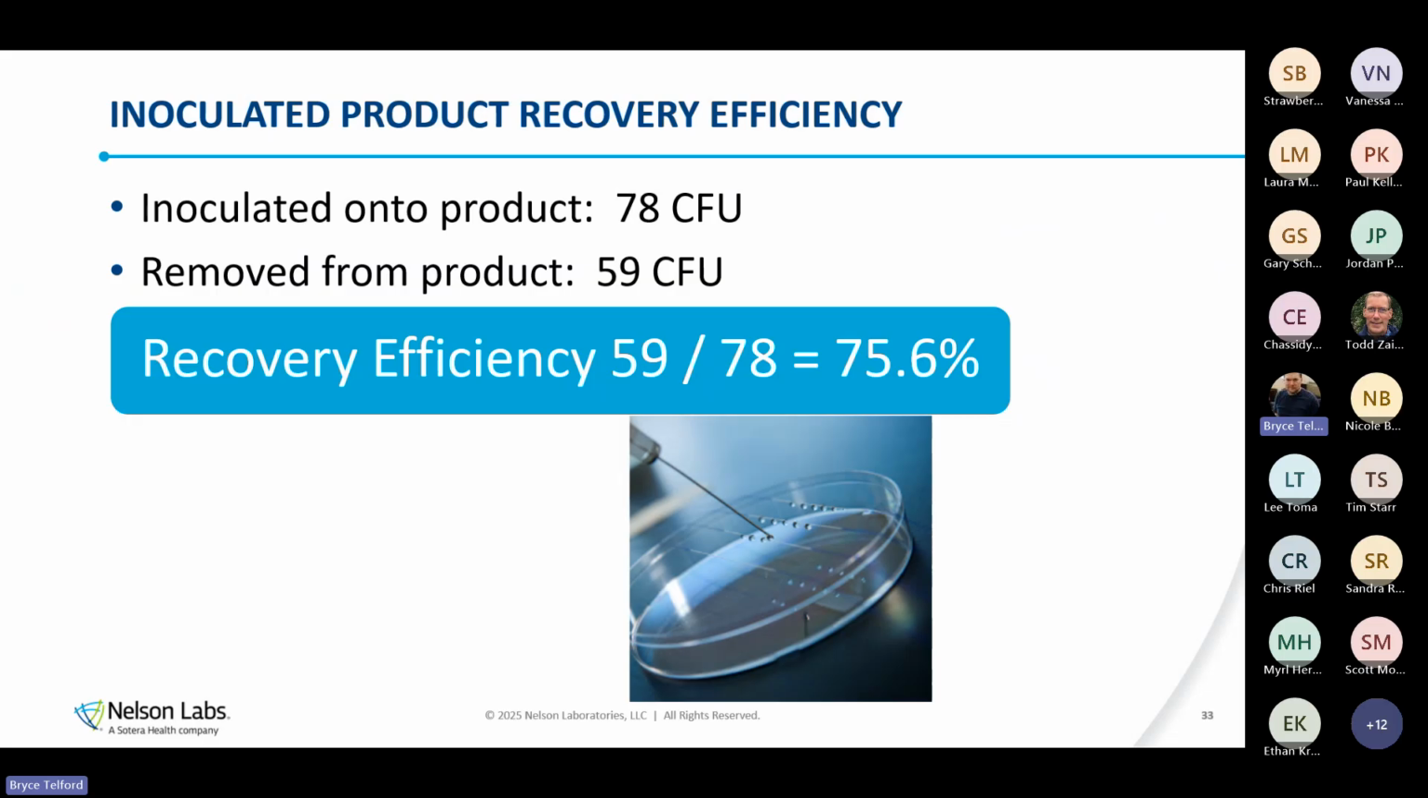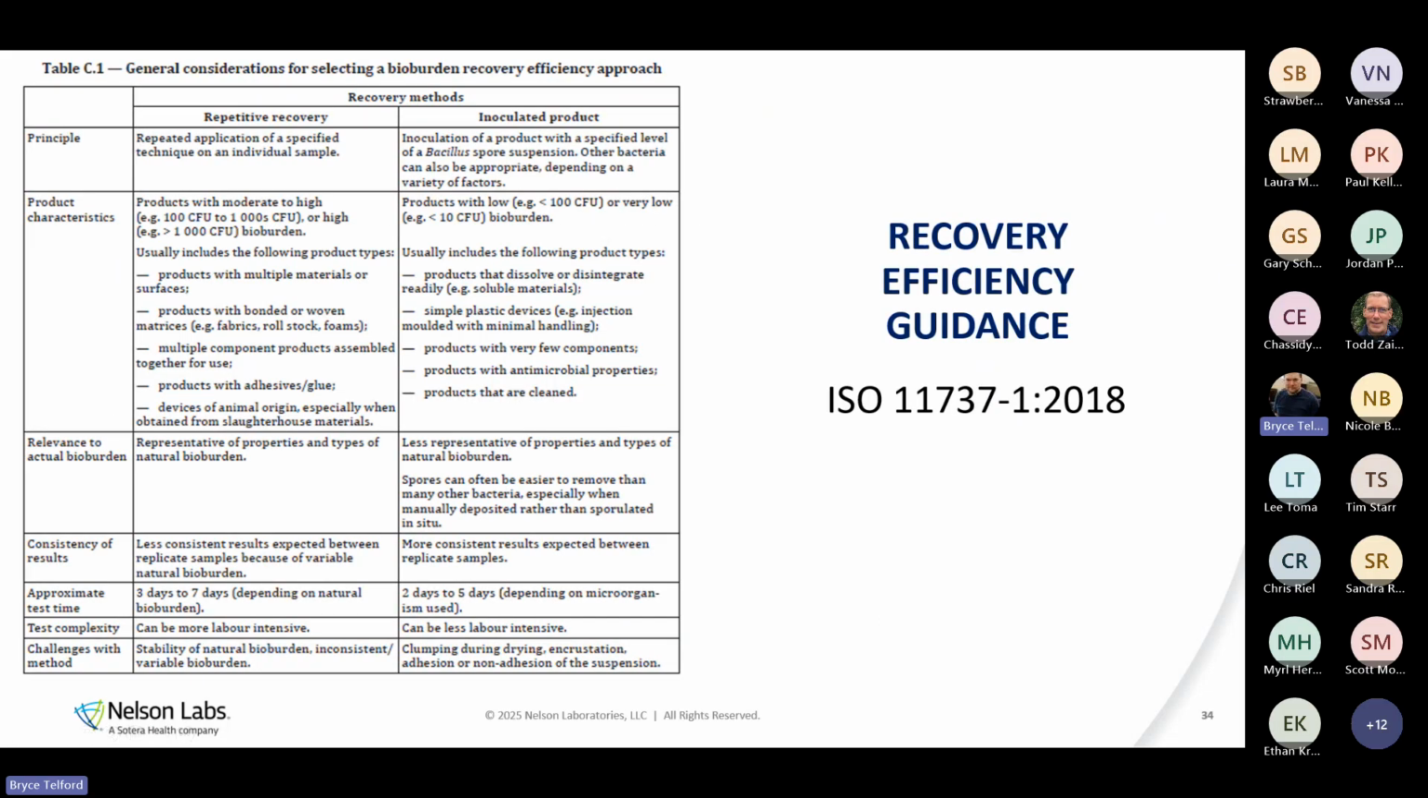And then we're going to see what we can remove off. And again, we're generally going to do multiples of that so that we can see what an average is. We talked a little bit about why we would use one over another. Generally speaking, if I have product bioburden, then I want to do a repetitive. If I don't have product bioburden, then I want to do an inoculated. This gives us a little bit more guidance from the standard on what that actually looks like.